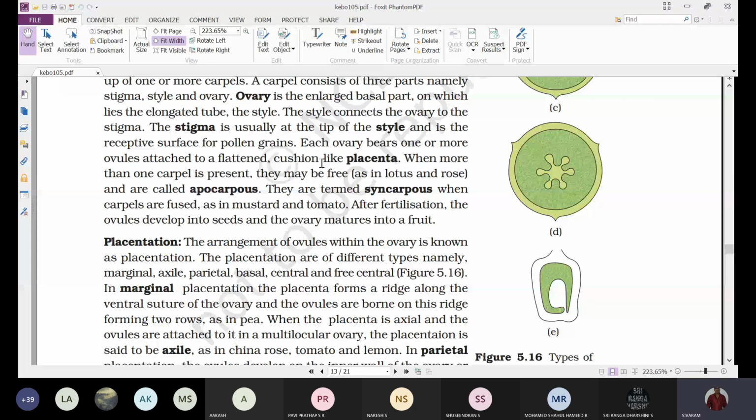If only one carpel is present, there is no problem, because we say monocarpellary, as there is only one carpel and nothing to fuse with. But if the flower consists of two or more carpels, then the question arises whether these carpels are free or fused with one another.